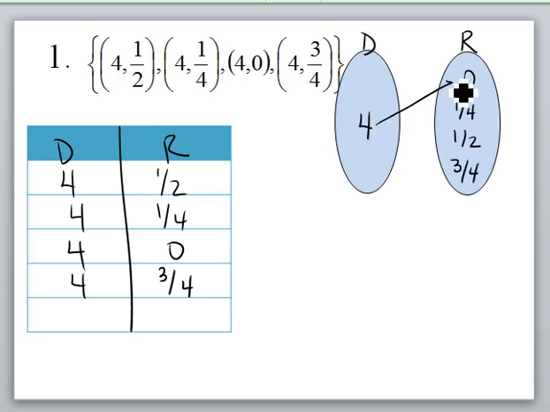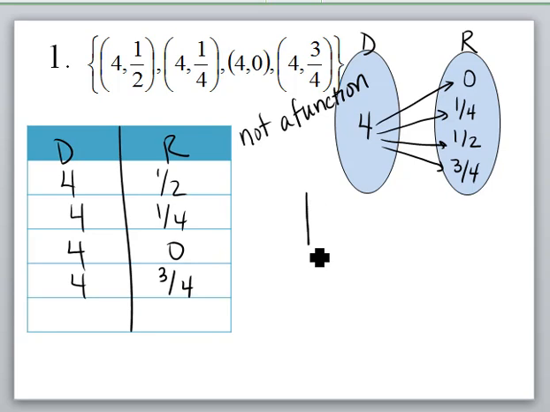Now if you look, 4 is matched up with each one of these. Immediately, you should remember from the last one that this would be considered not a function. It's not a function because there's more than one arrow coming off of the 4.